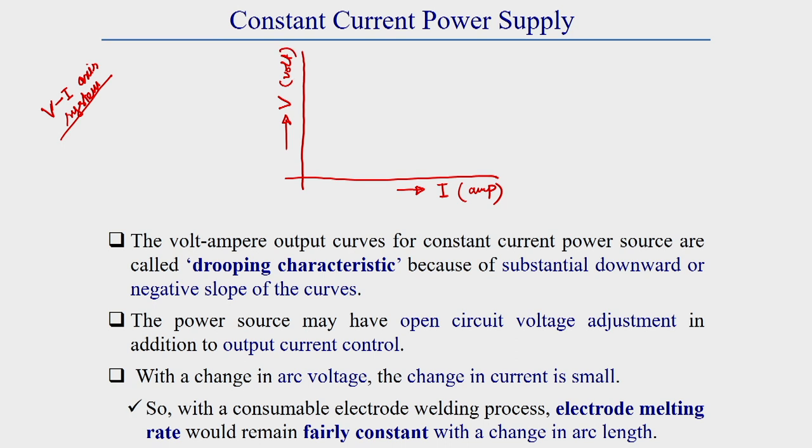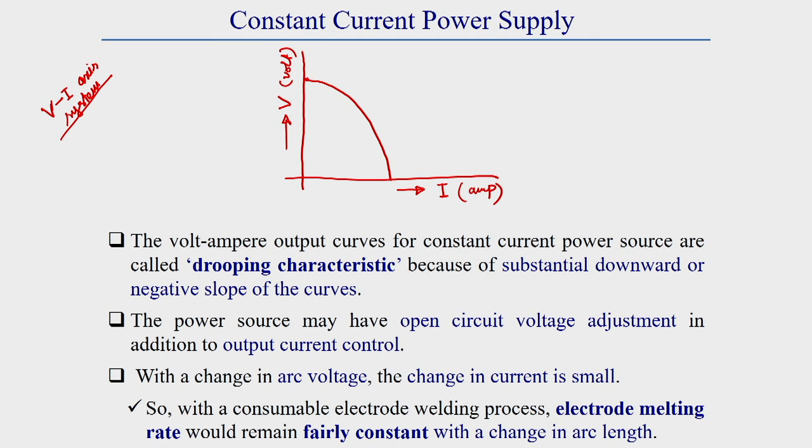Generally, if the constant current power supply characteristics curve is represented in this VI plot, then that is called the characteristic curve. Now, in case of constant current power supply, the voltage ampere relationship can be represented like this.